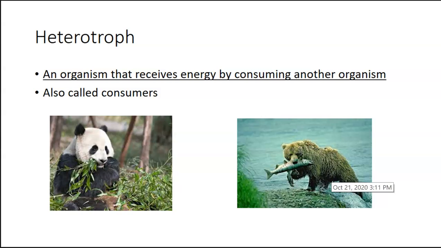A heterotroph is an organism that receives energy by consuming another organism. These are considered consumers. There's different types of heterotrophs that we're going to talk about here. There's a pretty significant difference between what this panda bear eats and what this grizzly bear would eat.